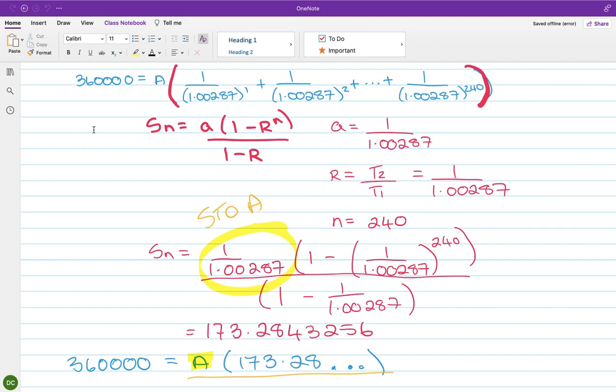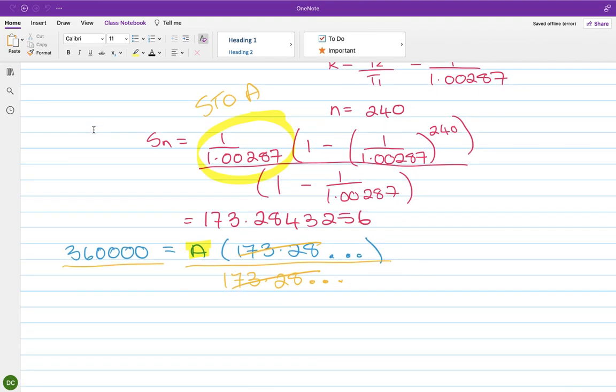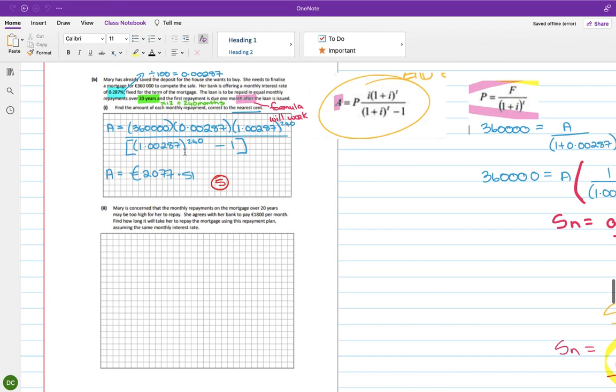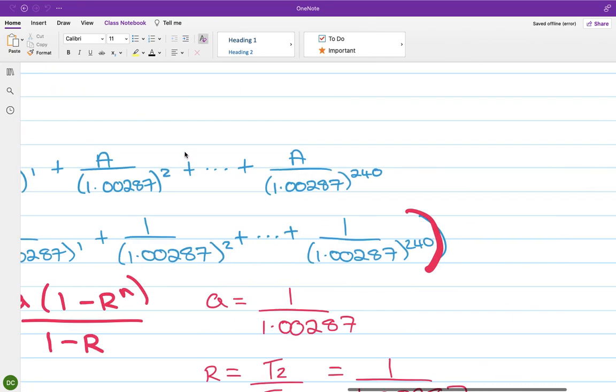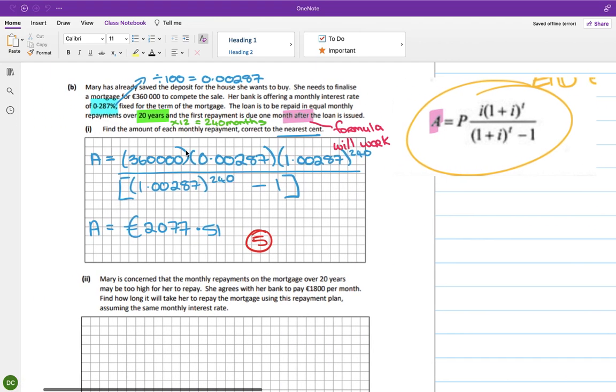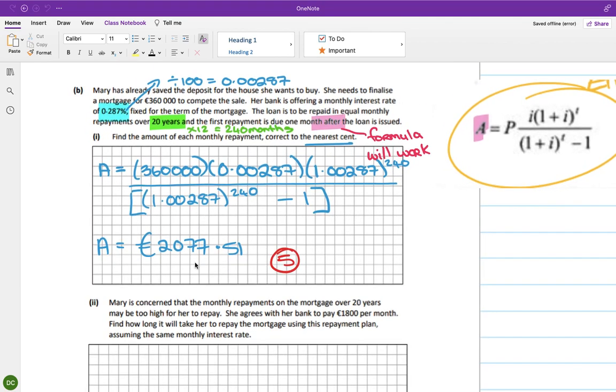So divided by 173.28. Sorry, I shouldn't say I'll be using the whole number, I'll be using all the digits. So divide both sides by 173.28, and that gives me an amount of, hopefully the same. Is that what I got? 2077.51. Yes. So I just wanted to show you that. That's the series way of doing it, but it wasn't necessary here.